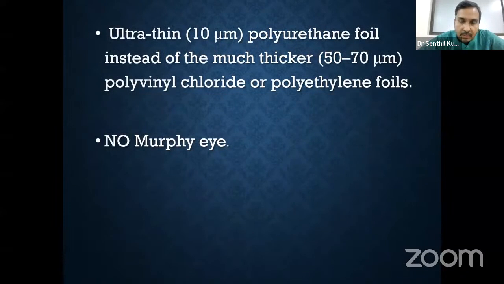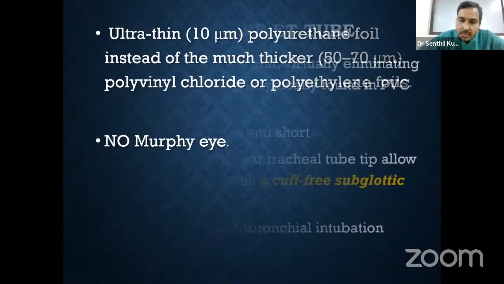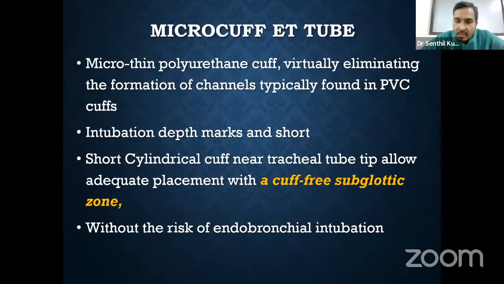The important part is, compared to the normal cuff, which has a thickness of 50 to 70 micrometers, this micro cuff tube has a polyurethane foil of only 10 micrometers, and it usually forms a uniform enlargement. Instead of a short contact, it forms a uniform cylindrical enlargement. That is a very important thing. The second important thing is the cuff is very short and placed distally to the tip of the tube, and they have not placed a Murphy's eye in this tube.